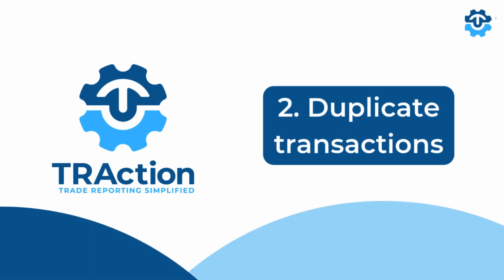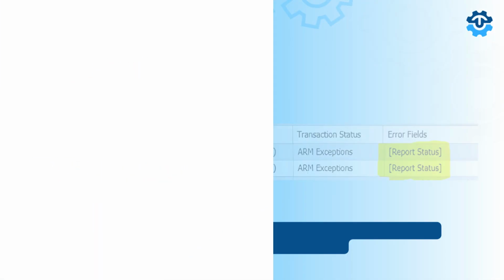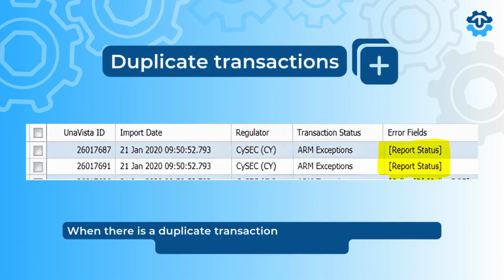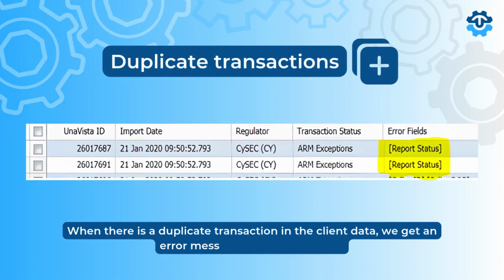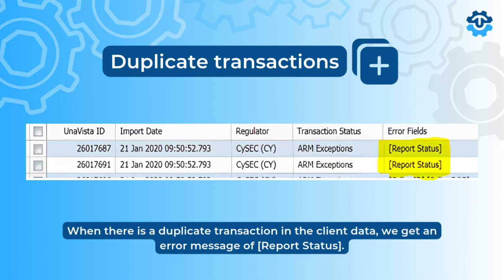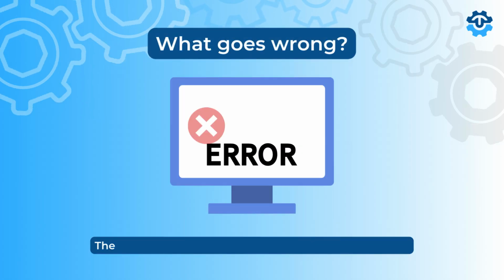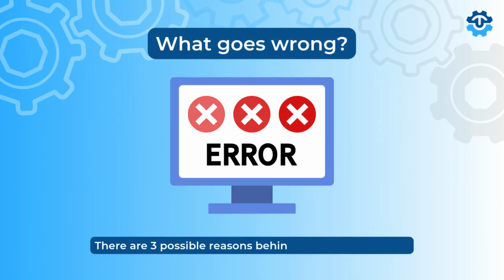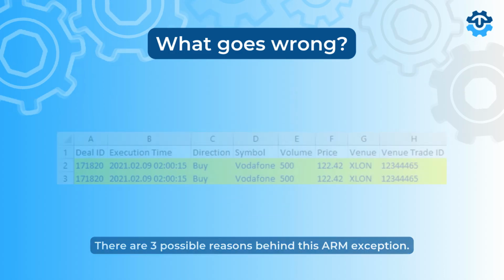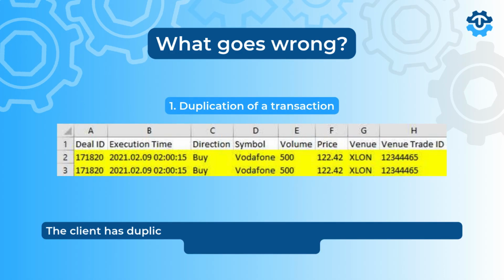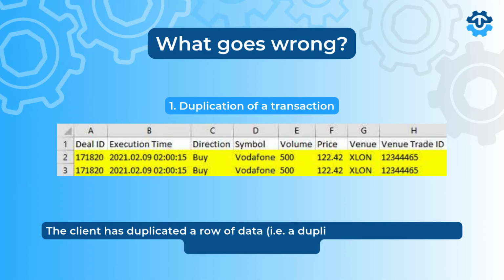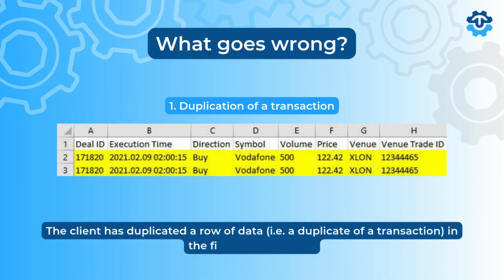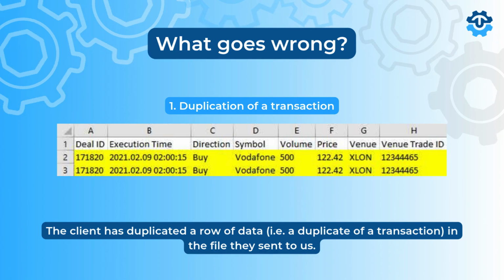Duplicate transactions. When there is a duplicate transaction in the client data, we get an error message of report status. There are 3 possible reasons behind this ARM exception. The first is that the client has duplicated a row of data, i.e. a duplicate of a transaction, in the file they sent to us.